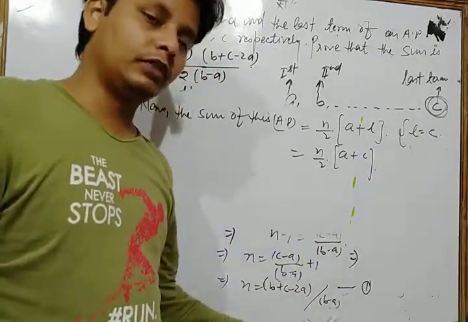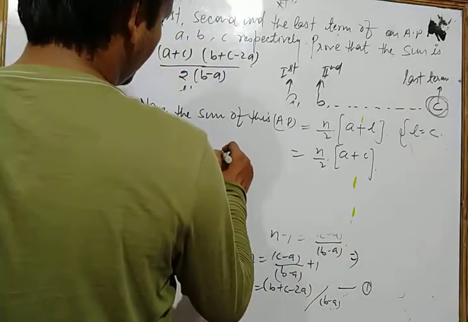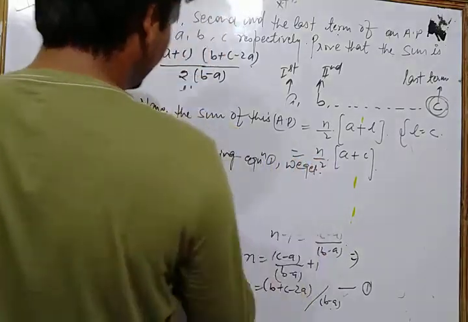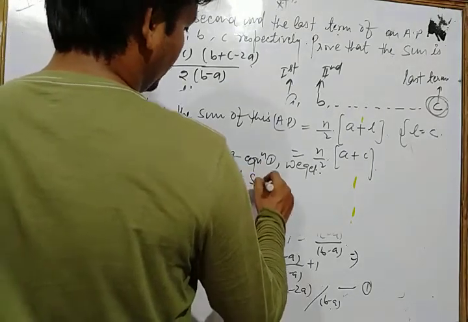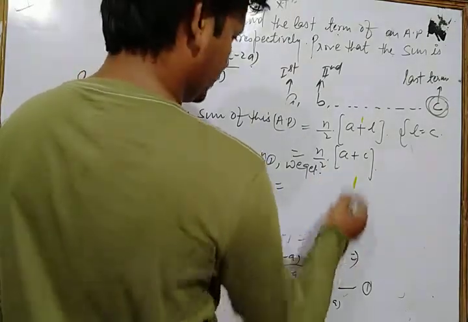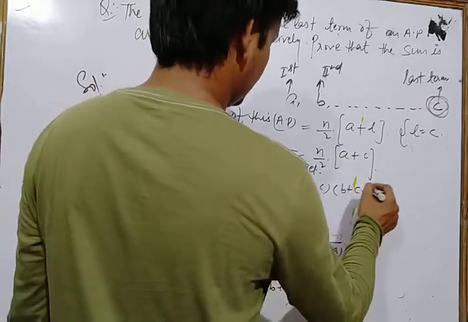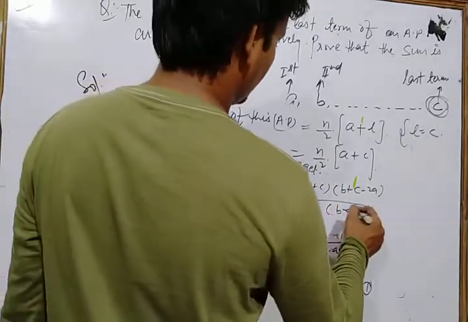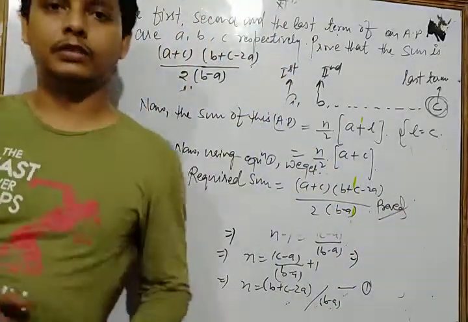Now using equation 1 we put the value of n. The required sum of this AP is a plus c into b plus c minus 2a upon 2 into b minus a. Hence proved our result.